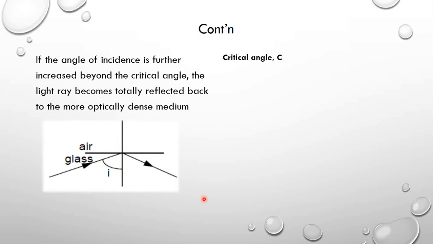Let us define critical angle, which is represented using the letter C. The critical angle is the angle of incidence whose corresponding angle of refraction is 90 degrees for a ray moving from a more dense medium to a less dense medium, a more optically dense medium to a less optically dense medium.